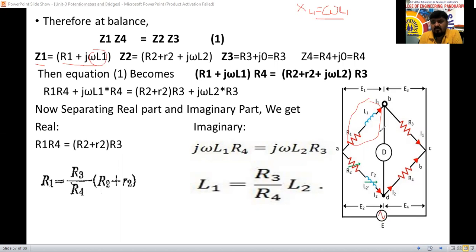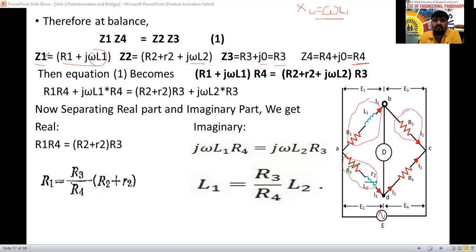Next Z2 equal to, here two resistances are there, R2 plus jXL2, that is j omega L2 we have used. There is no imaginary part, only real part is there. R3 equal to Z3 directly. Z3 equal to R3 plus j0, that is nothing but R3 only. Z4 equal to R4 plus j0, that is nothing but R4 here.